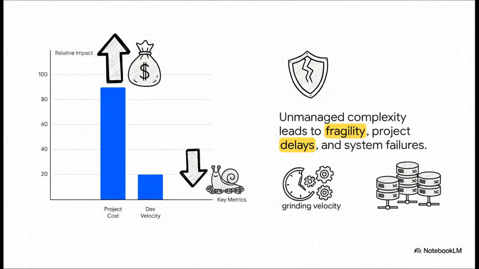And what happens when we let both of these just run wild? Well, the consequences are pretty severe. As you can see here, your project costs just skyrocket, while your development velocity, your actual ability to get stuff done, just grinds to a halt. The whole system becomes fragile, everything gets delayed, and failures start popping up everywhere.